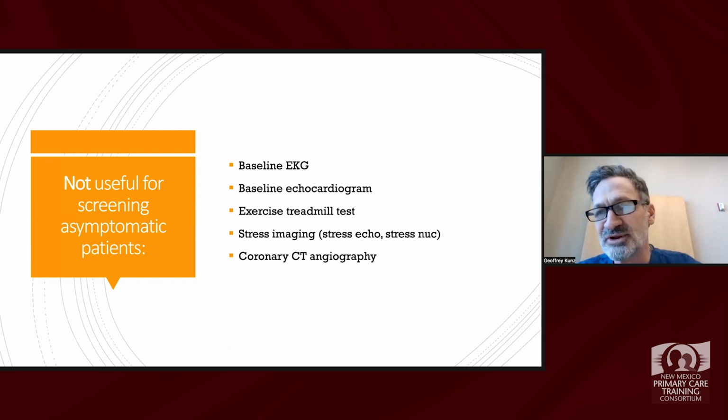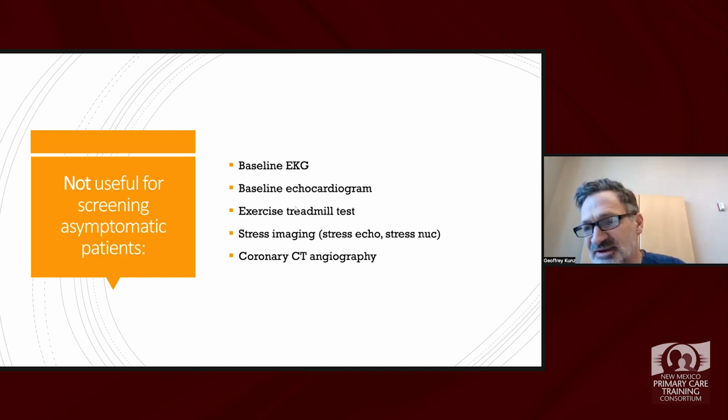Things that you shouldn't do in a primary prevention setting is baseline EKG in an asymptomatic patient. That really doesn't have any value. It's a very non-specific test with low sensitivity and low specificity, likely to lead to excessive, unnecessary, and potentially harmful testing in people who don't need it. A baseline echo just to check on someone's heart in the absence of symptoms is not a helpful thing.